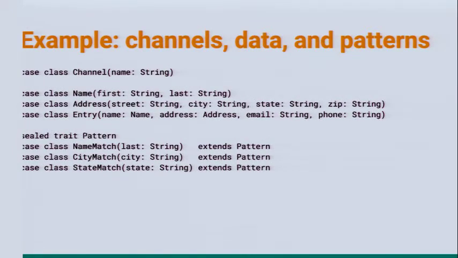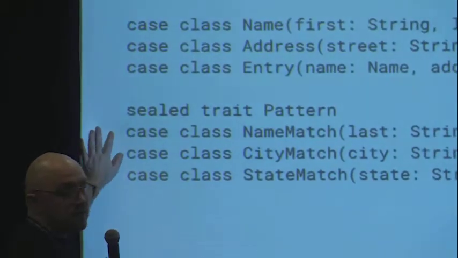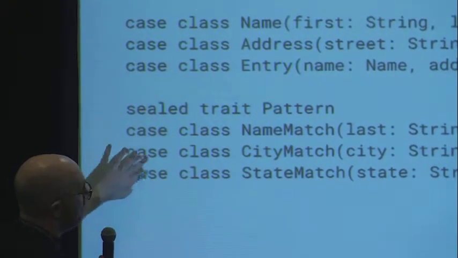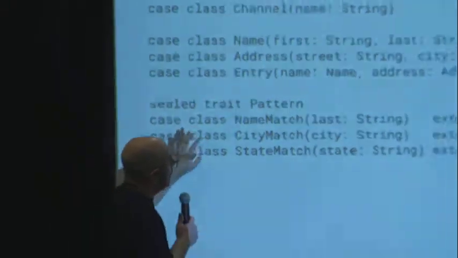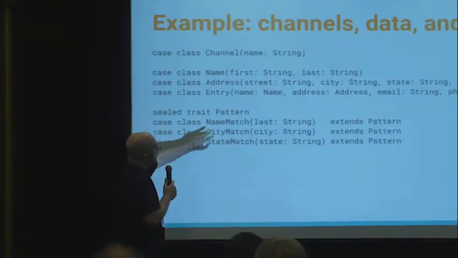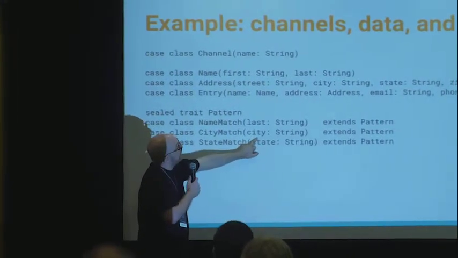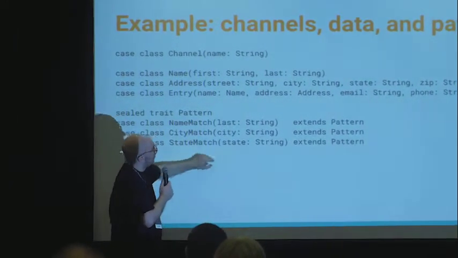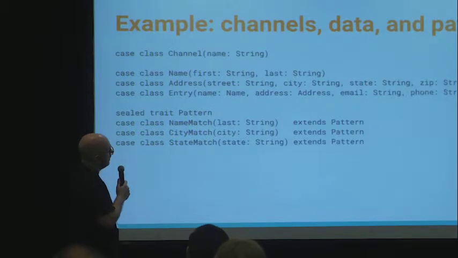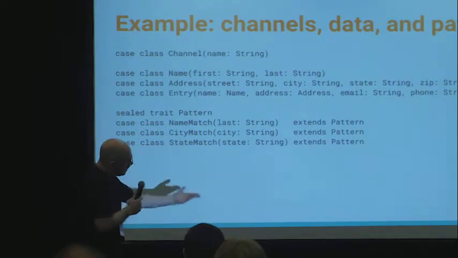Entry here is a compound data type of name and address. Email is a string, phone is a string. And then here's a kind of fun thing. This is the pattern type here. What we've done is we've designed a kind of pattern matcher where we're going to do queries where we want to match against someone's last name, maybe the city that they live in or the state that they live in. So we create this sum type to represent our pattern. Next slide.